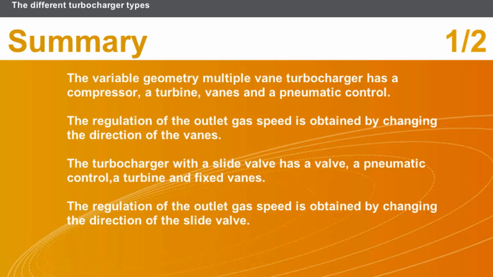In this section, we covered the following points. The variable geometry multiple vane turbocharger has a compressor, a turbine, vanes, and a pneumatic control. The regulation of the outlet gas speed is obtained by changing the direction of the vanes. The turbocharger with a slide valve has a valve, a pneumatic control, a turbine, and fixed vanes. The regulation of the outlet gas speed is obtained by changing the direction of the slide valve.